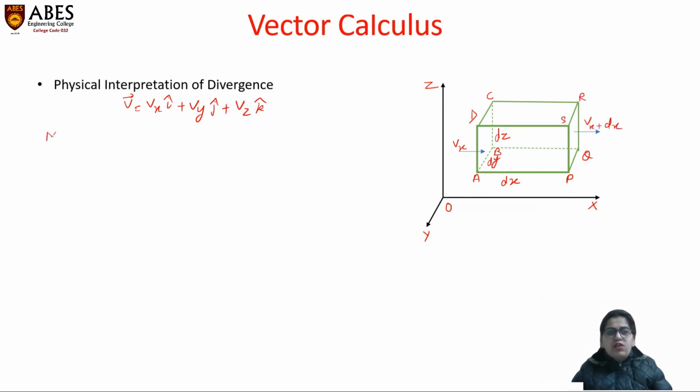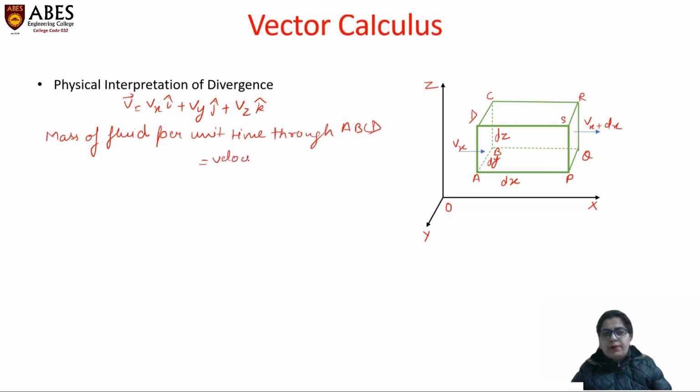So the mass of fluid per unit time through the ABCD face can be calculated by multiplying the velocity component by the area of that face. Fine. So the velocity component is Vx and the area is dy into dz.